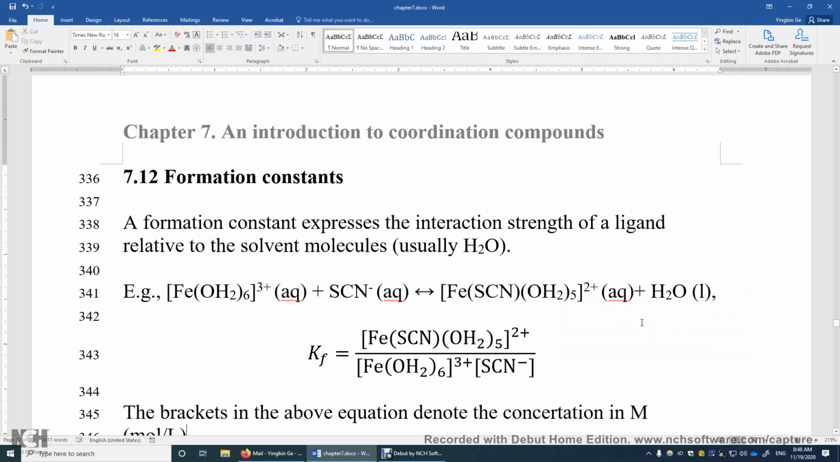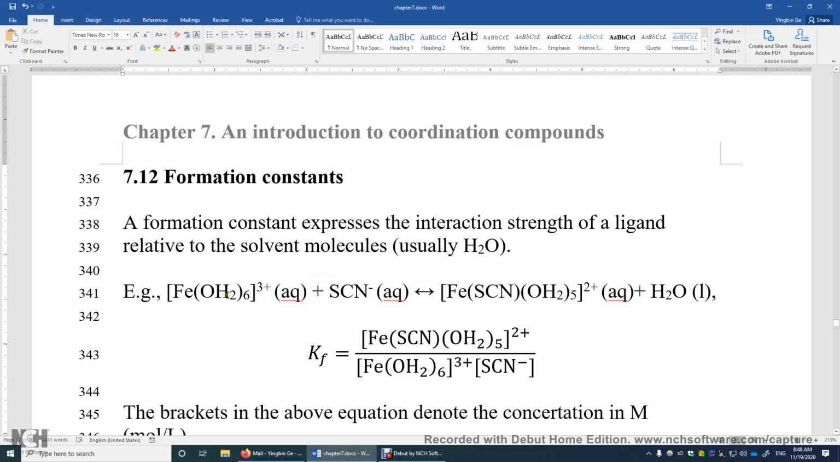Section 7.12, Formation Constants. A formation constant expresses the interaction strength of a ligand relative to the solvent molecules. The solvent is almost always water, unless specified otherwise. So now let's look at one example here.